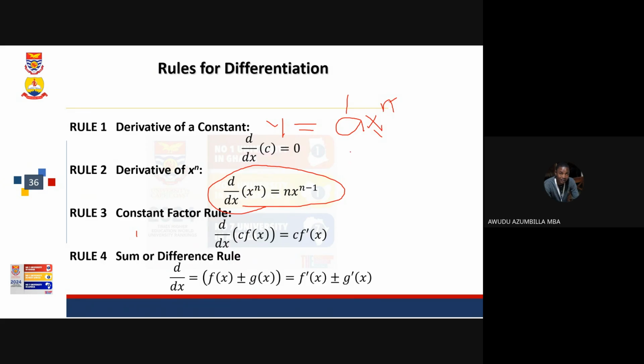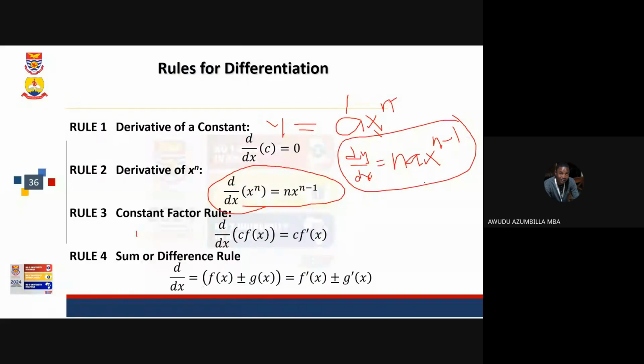So the rule says that you have dy over dx. You are going to multiply the whole function by the exponent, that is n coming down to multiply ax, then you subtract 1 from the exponent, so n minus 1. This is the basic rule, and this is what we are going to be using throughout. Anything you are given, you have to use this one.